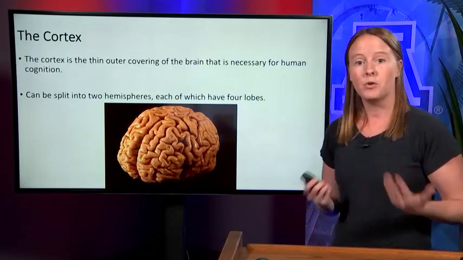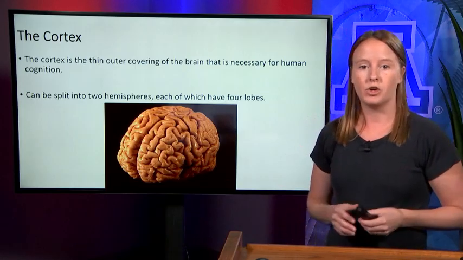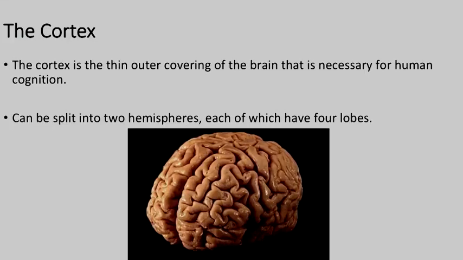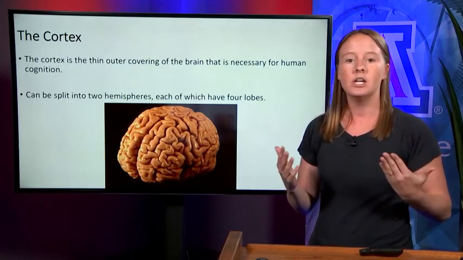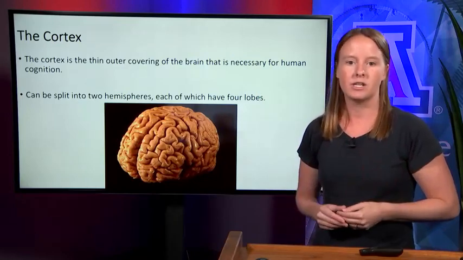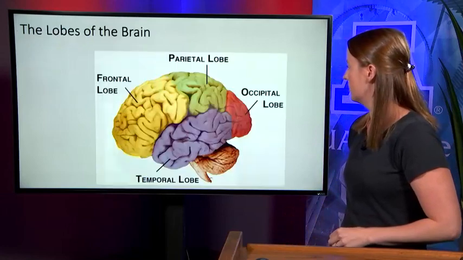For those of you who are not familiar, the cortex is this thin outer covering of the brain that's critical for human cognition and for complex behavior. Now, you may be familiar with the fact that the cortex can be split into two hemispheres, the left and the right hemisphere, each of which has 4 lobes or sections that handle different types of information. So let's go ahead and look at those lobes.